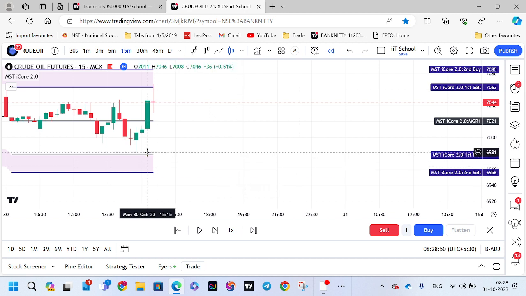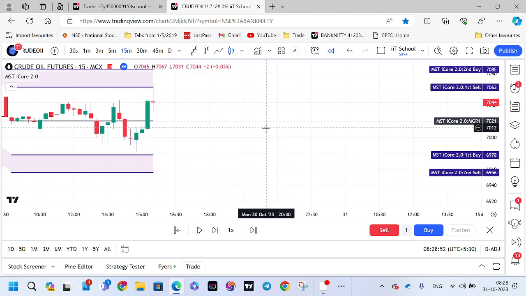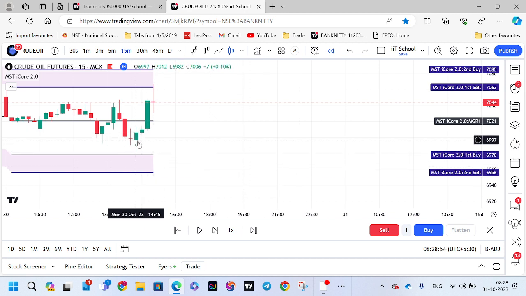So the entry point was missed, and we cannot take the entry. Sorry, the low made was 6982, which means a 4-point difference. Because this is a bullish engulfing pattern and we have got a rejection candle as well as a confirmation candle, you can keep that 4-point difference in targets and book the profit.